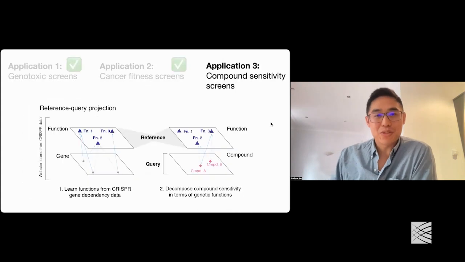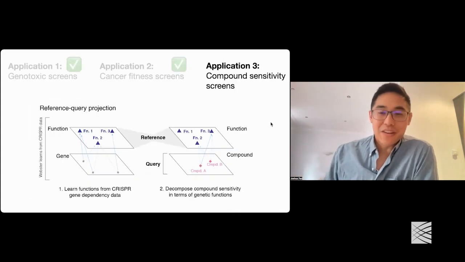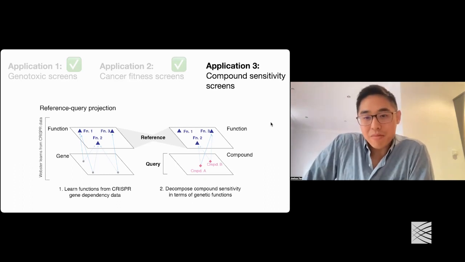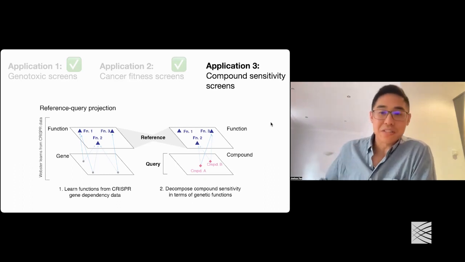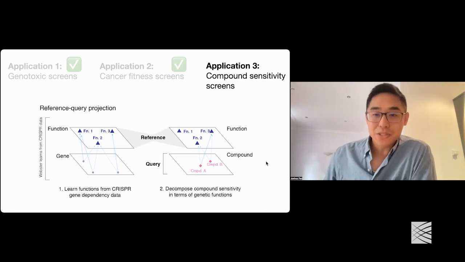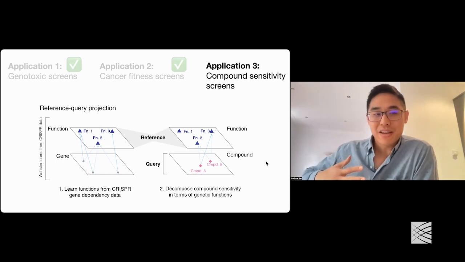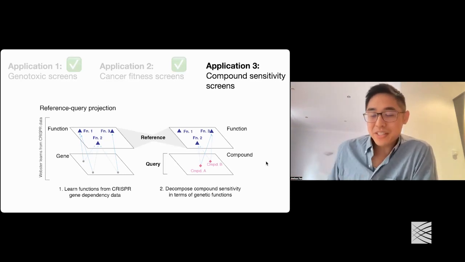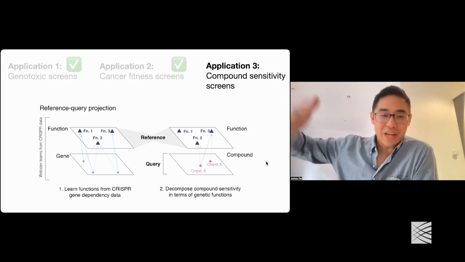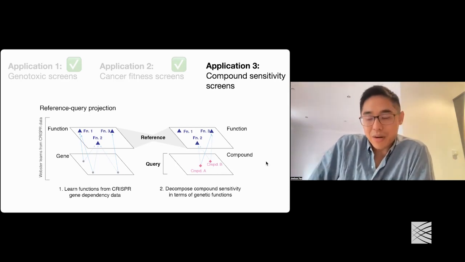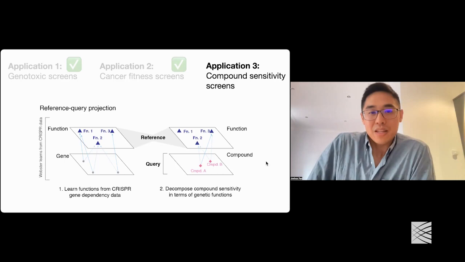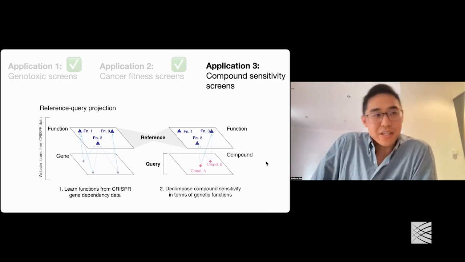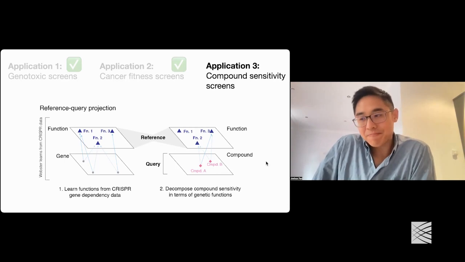So that's the end of my whirlwind tour of the method. There are other things you can do besides what we've talked about, and I will refer you to the published paper for more detailed examples. One example is taking compound screens and aligning them to genetic effects that you've learned from CRISPR data. Compound screens are inherently very noisy, but they can be applied over panels of hundreds of cancer cell lines very readily nowadays due to PRISM. And so you can take a PRISM profile and model it in terms of these biological functions that you learned automatically from CRISPR data.